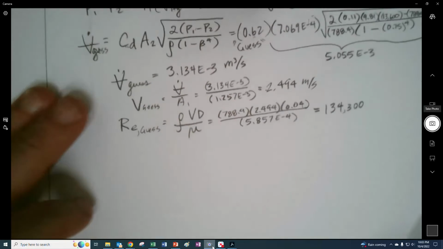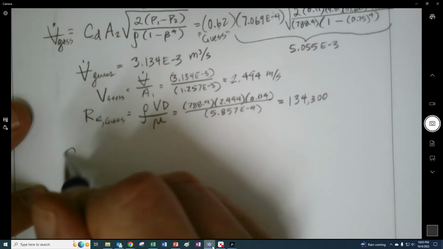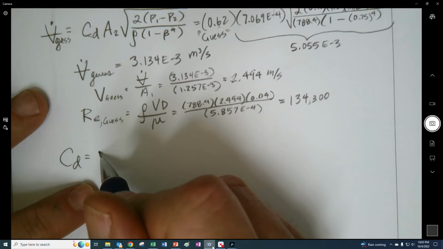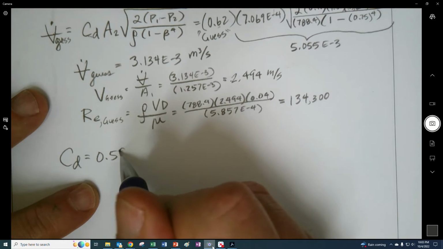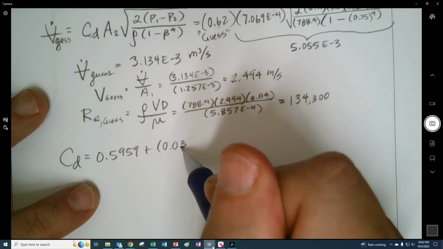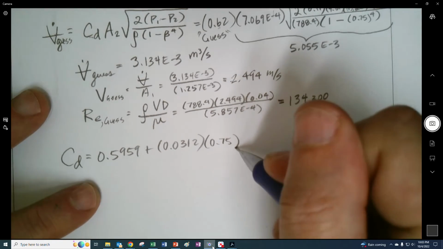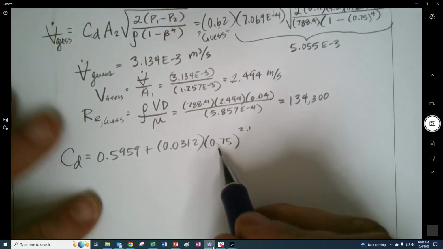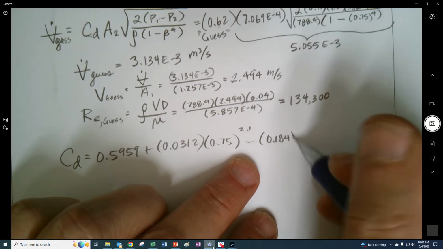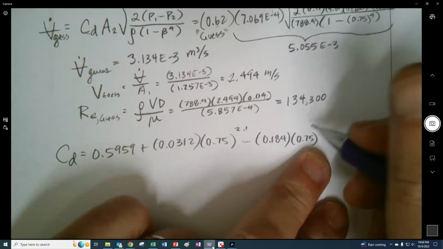If I plug it in instead into that equation that I was given, and you can see from the previous video that there's an issue with that. That equation that was provided in Sengel, 5959 plus 0.0312, and that's the 0.75, and this is raised to the 2.1, right? So there's our beta, and minus 0.184 and 0.75 raised to the 8, and I don't know if this should be an 8 or a 6.